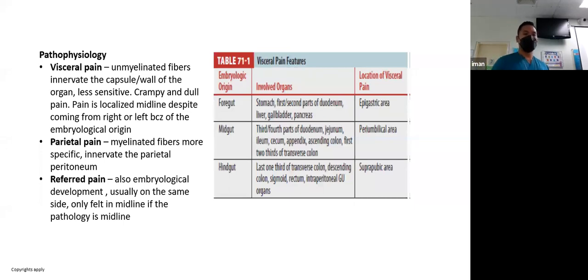Parietal pain is from myelinated fibers, more specific, innervating the parietal peritoneum. Referred pain also has something to do with embryological development, usually on the same side, only felt in the midline if the pathology is midline. So because of the embryological origin, the pain usually makes us confused as to where it comes from.